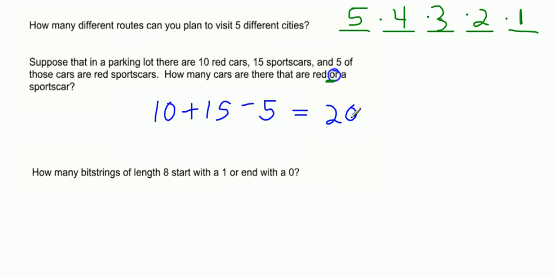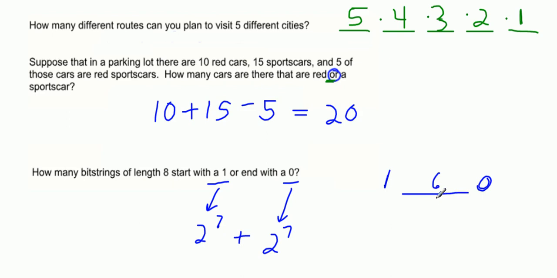How many bit strings of length 8 would start with a 1 or end with a 0? Well, starting with a 1, that would be 2 to the 7th. Ending with a 0, we know that's going to be 2 to the 7th. Once one digit is fixed, the other ones are all free. But how many of them start with a 1 and end with a 0? How many are left here? There's going to be 6 bits. So 2 to the 6 of them are going to get double counted.